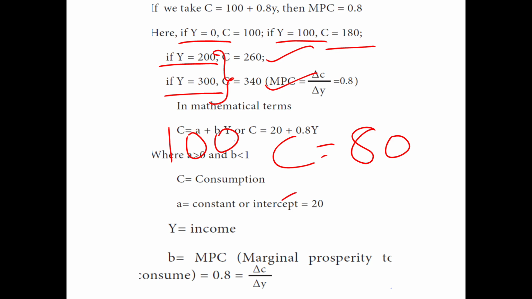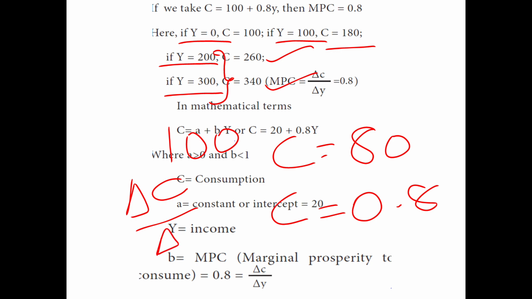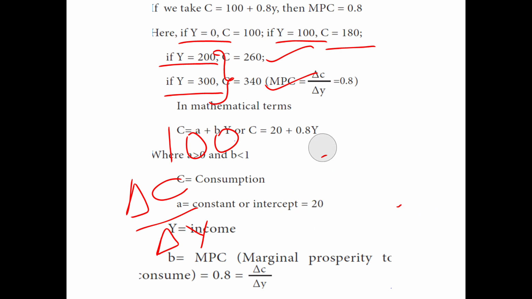So this consumption put together we call 0.8. How did you get 0.8? It is nothing but change in C by change in Y. Change in C by change in Y. So what is change in C? Now what is a change in C?